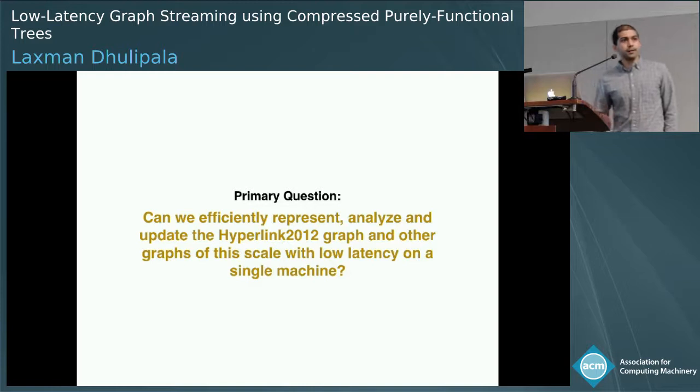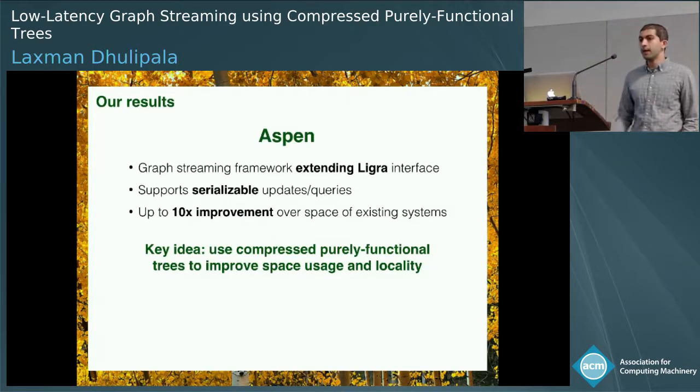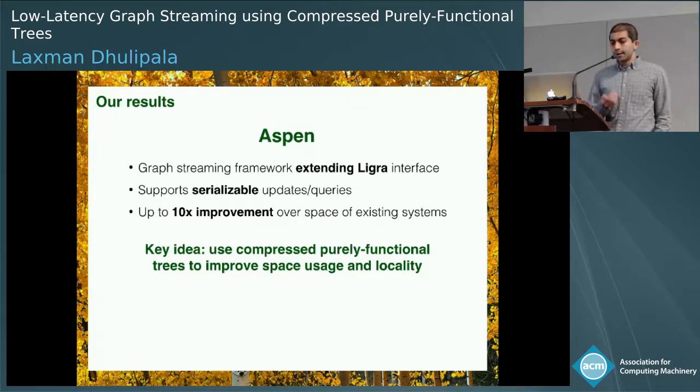So it's an interesting question, given the state of affairs, whether we can actually design a graph streaming system that's able to represent, analyze, and update the Hyperlink 2012 graph, and also similar graphs at this scale, with very low latency for both updates and queries on a single multi-core machine. And in this work, we design a graph streaming system called Aspen, which solves this problem. Aspen is a graph streaming framework that extends the Ligra graph processing framework from PPoPP 2013.